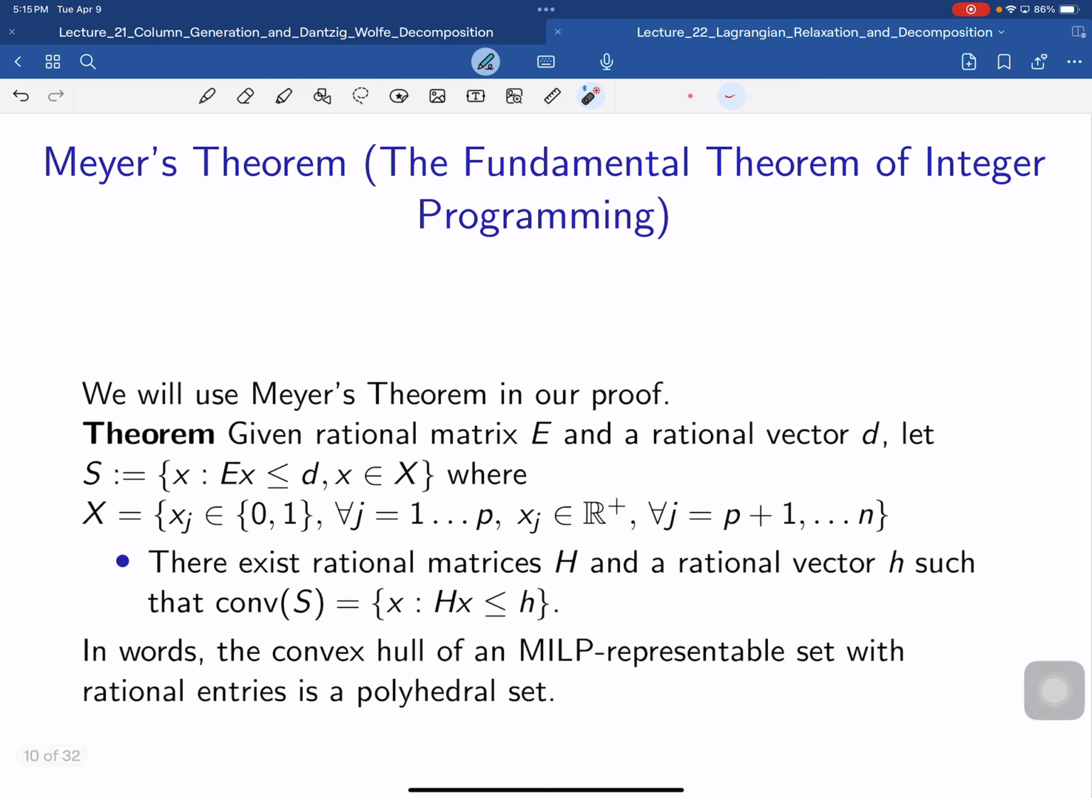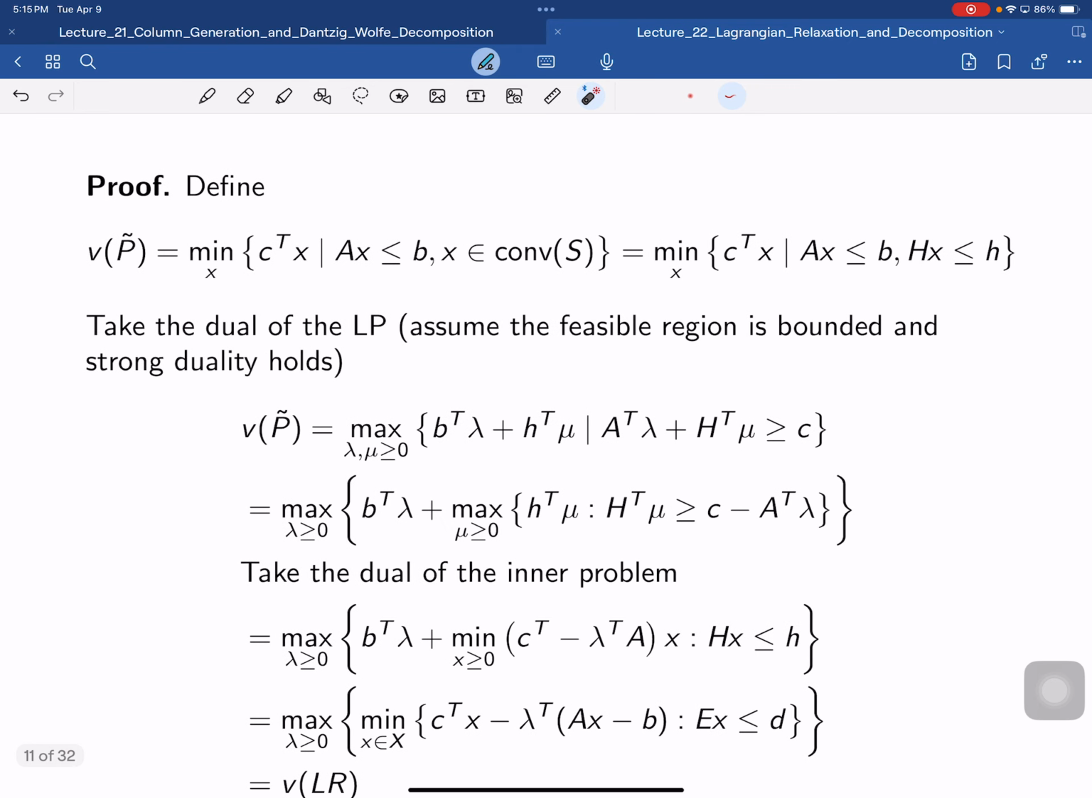Okay, so we will use Meyer's theorem in the proof. I'm not going into the details here, but essentially these rely on linear programming duality. So you can try to take the dual yourself to check the proof here.